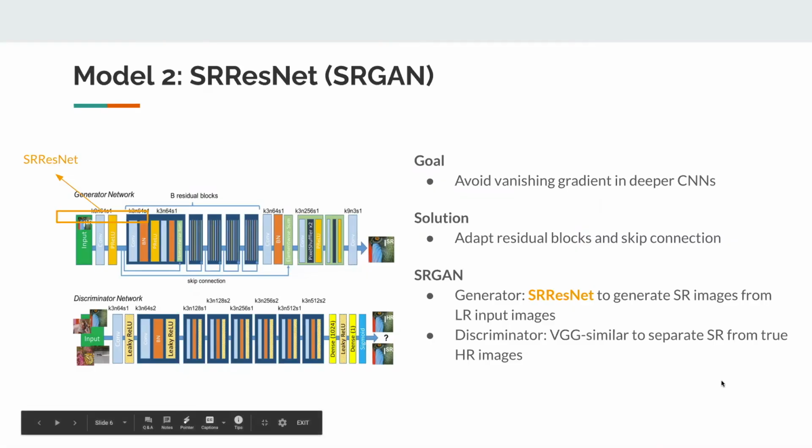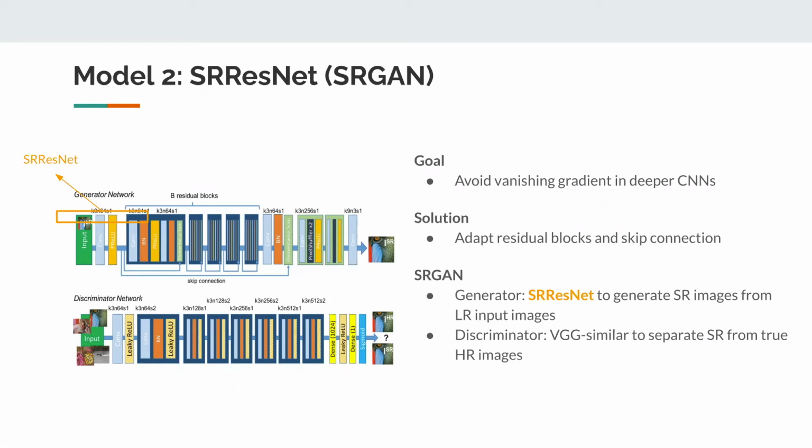Our next model is SRResNet, which was first introduced as part of the SRGAN architecture. The goal of it is to avoid vanishing gradients in deep CNN architectures. So instead of simply using convolutional layers, SRResNet uses residual blocks and skip connections.